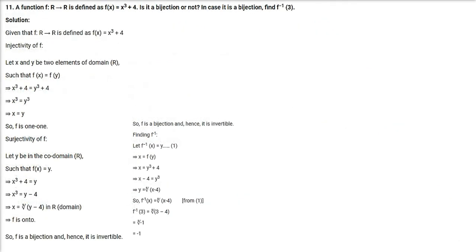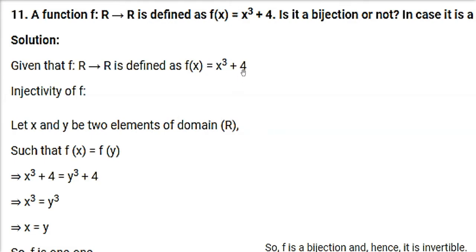Now question number 11 here. A function f: R to R is defined as f(x) = (x³ + 3)/(x³ + 4). Is it a bijection or not? In case it is a bijection, find f inverse 3. So as we have done a question like this just now, I'll just show it to you here only. So x³ + 4 is our function. So we'll prove it to be bijective. In order to show it bijective, we'll show the 1-1 and then onto.